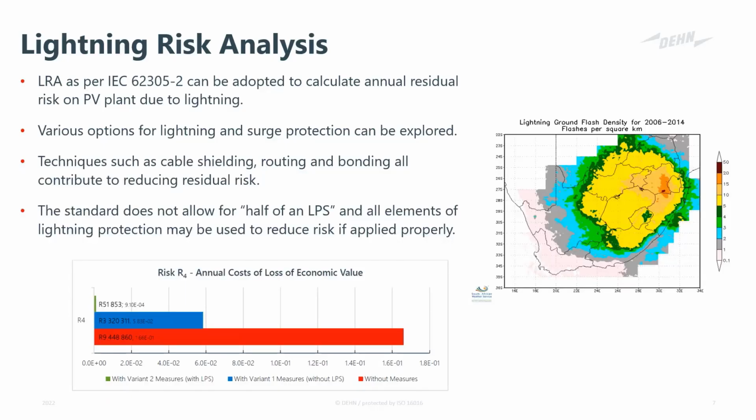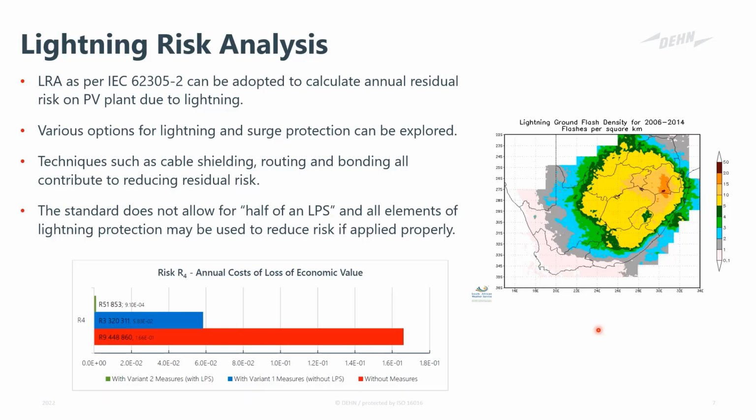So this is an example of some of the outputs when we do a risk analysis for PV plants. You can see that on the right we have a lightning ground flash density map. So this is of South Africa, but it is available in all countries for country-specific measurements. But there's also the optical transient detector map from NASA, which is a global overview that's also quite accurate, and you can use that as well. It's openly available.